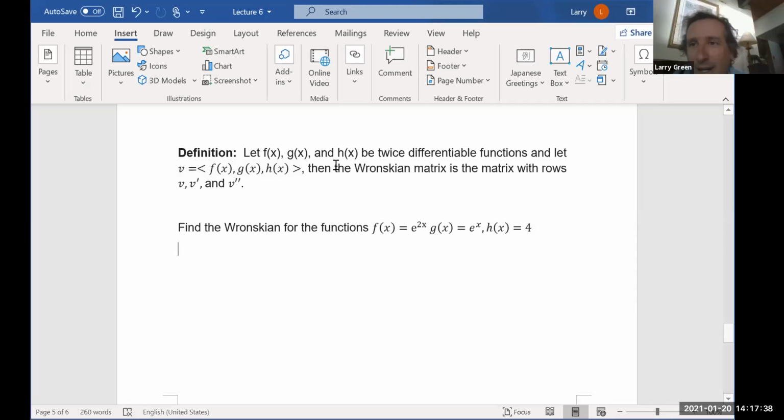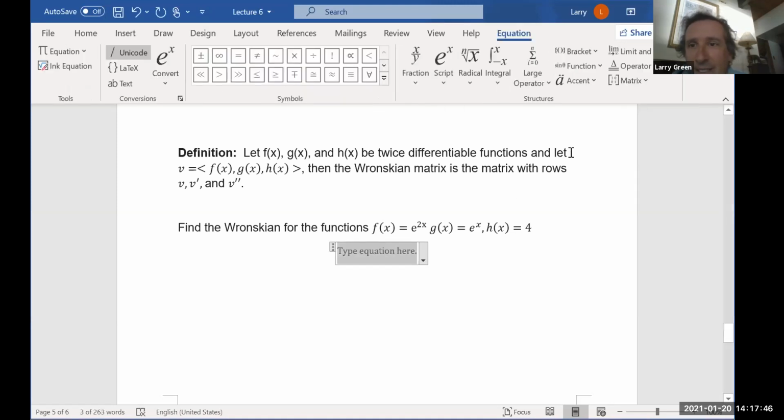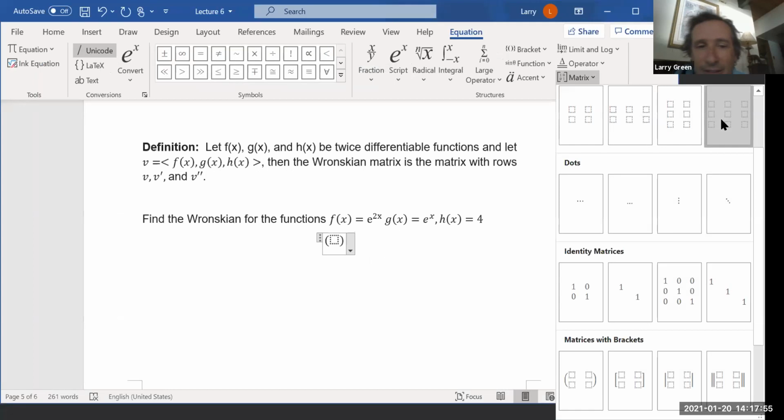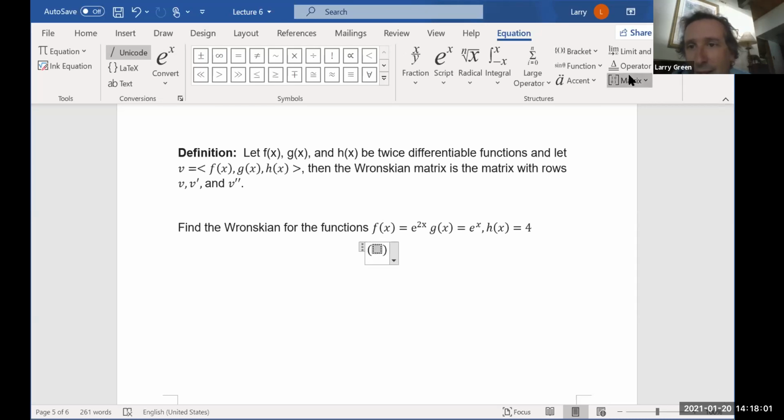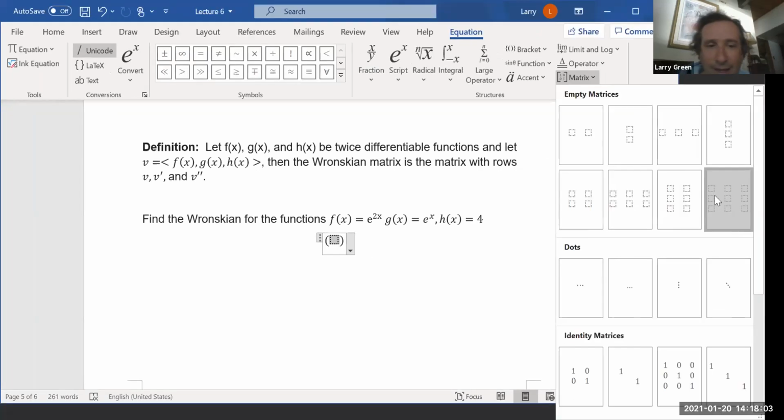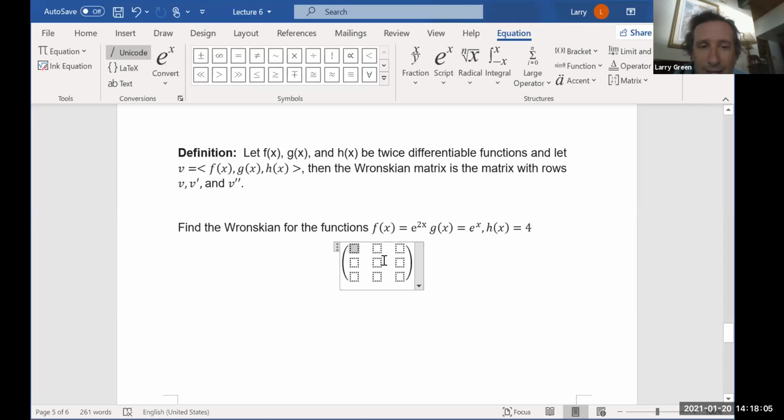And in fact, why don't I get it ready with the insert symbol stuff. Equation. And get a bracket. Matrix. 3 by 3. Ah, shoot. I always do that. I got to be in the matrix to make it happen. There we go. Okay, so what is the first row?